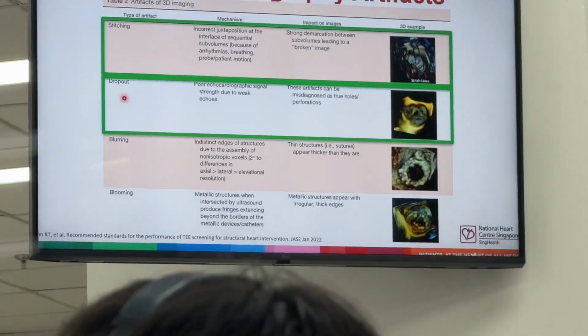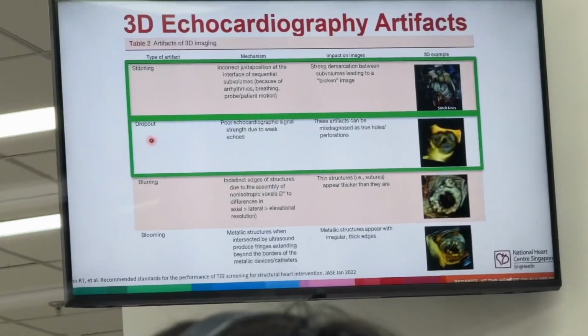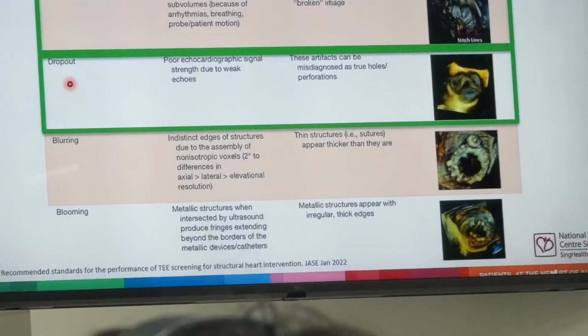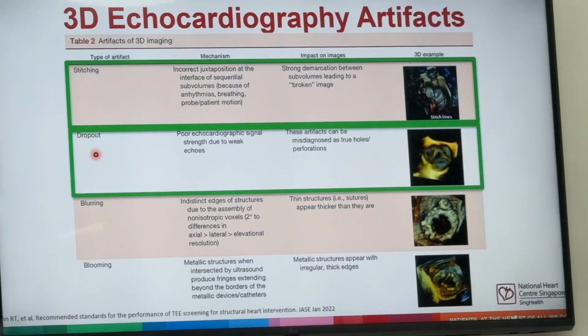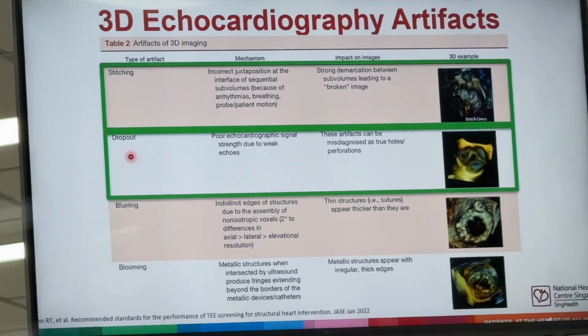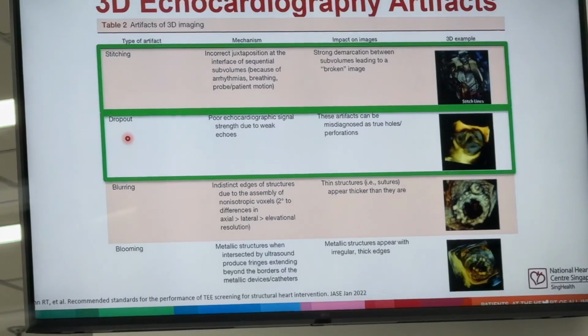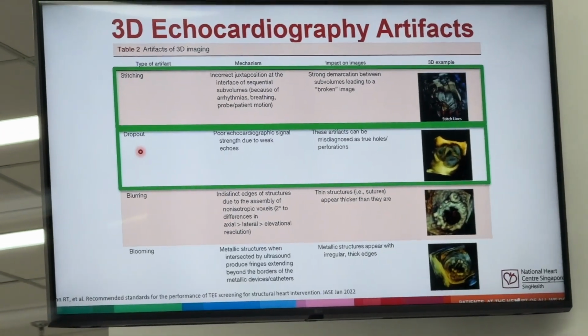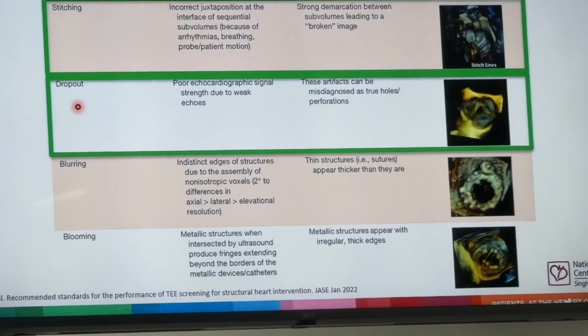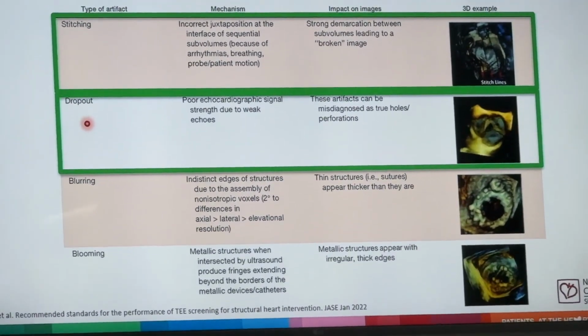So these are some of the artifacts that we will see later on in a couple of my examples. The first one is actually the stitch artifact that we mentioned earlier on. The second one is the dropout artifact. The dropout artifact is basically a poor echocardiographic signal strength from a particular location of cardiac structure.